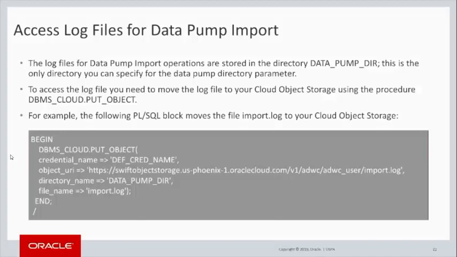To access the log file, you need to move the log file to your cloud object storage using the procedure dbms_cloud.put_object. This process is not automatic, and if the logs are not moved, you will receive a warning when running the impdp that the logs are not there. In this example, we're moving the log import.log to object store with the dbms_cloud.put_object command.